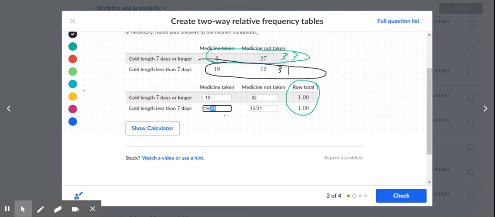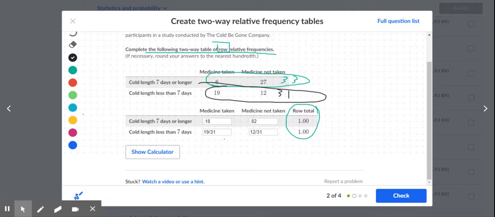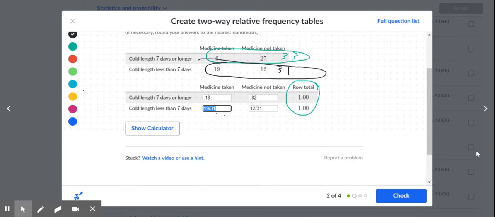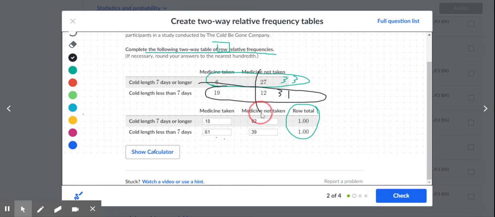Okay, next, let's do 19 out of 31. 19 divided by 31. 0.61. That means this has to be 0.39. Remember, the rows have to add up on this particular one. Another question might say the same thing, but it'll say column total. If it says column total, we should add up the other direction, just like this.